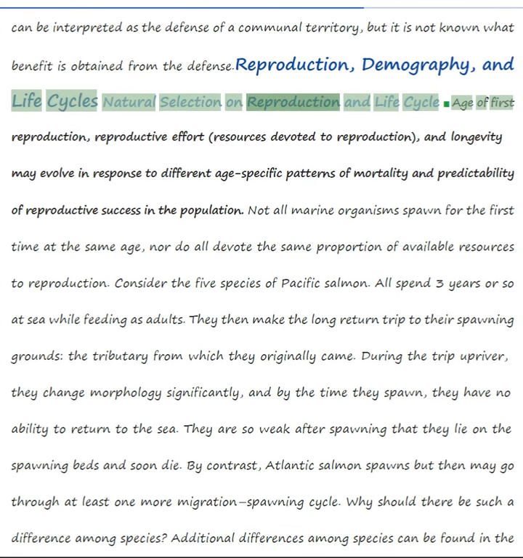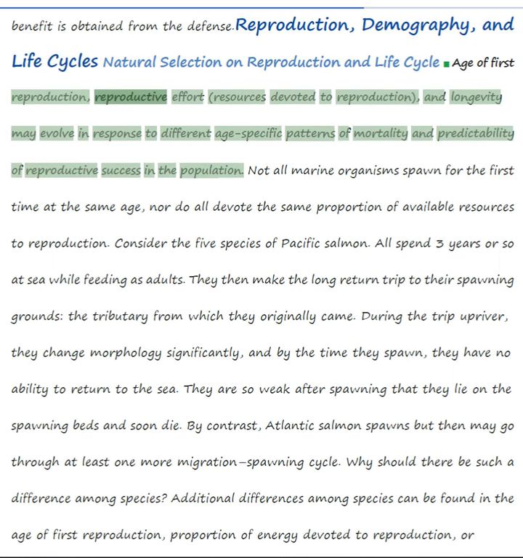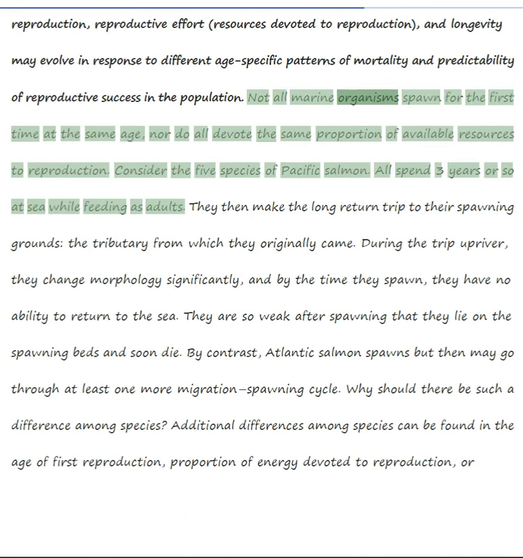Reproduction, demography, and life cycles. Natural selection on reproduction and life cycle, age of first reproduction, reproductive effort, and longevity may evolve in response to different age-specific patterns of mortality and predictability of reproductive success in the population. Not all marine organisms spawn for the first time at the same age, nor do all devote the same proportion of available resources to reproduction.